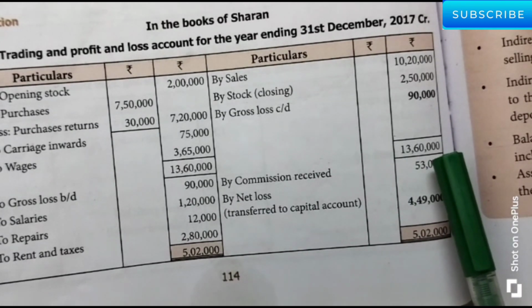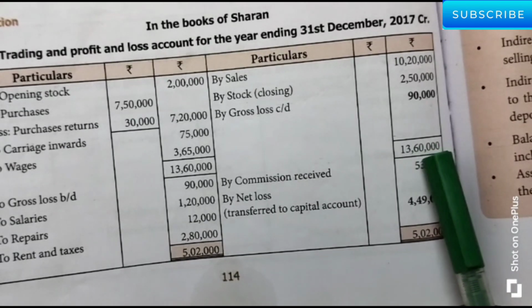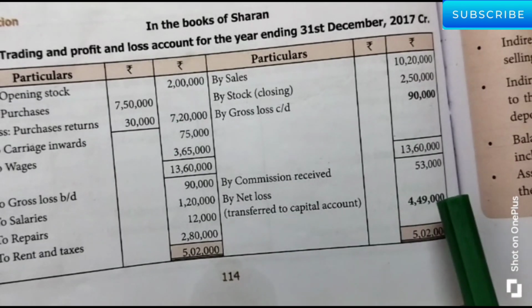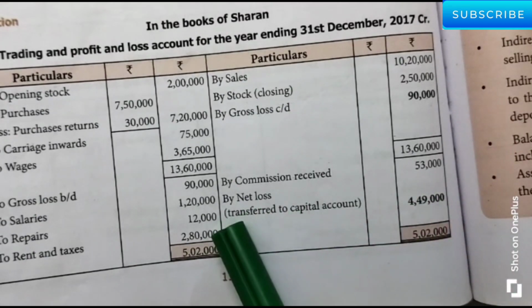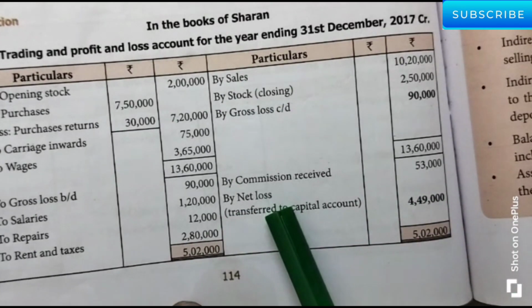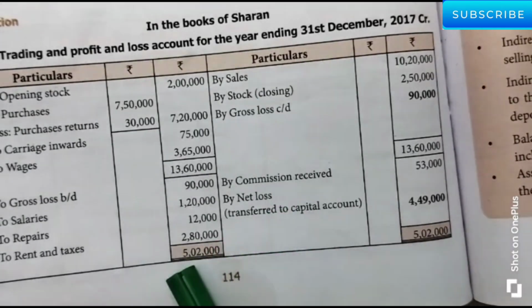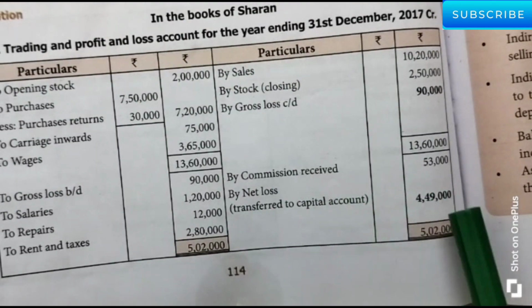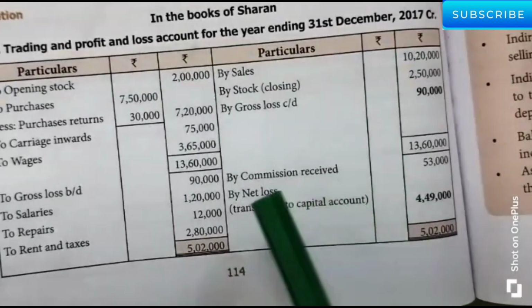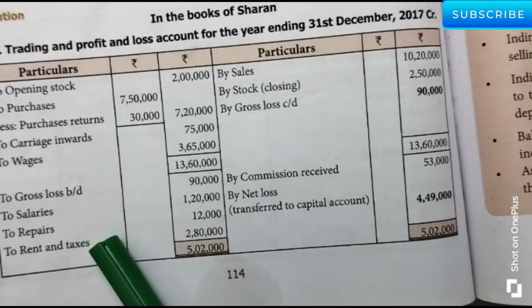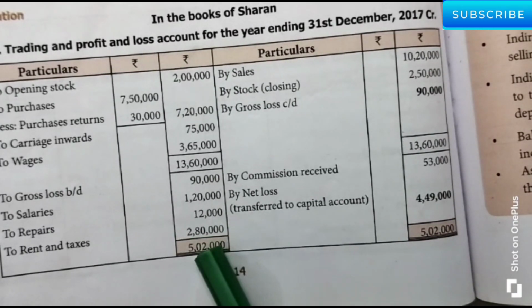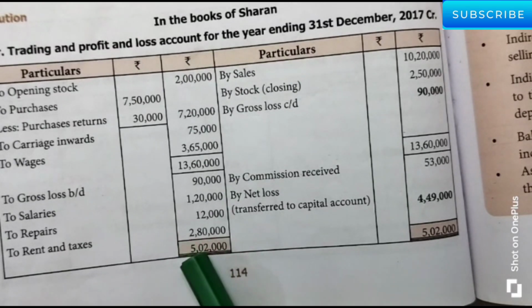Now we are going to find the difference. For that we have to subtract 53,000, that means the lesser value, from the total. You will get 4,49,000 rupees. Against 4,49,000 rupees you have to write by net loss. Listen, if the debit side has the total, you will get net loss on the credit side. If the credit side has the total, you will get net profit on the debit side. So as per illustration sum number 9, you will get the total on the debit side.